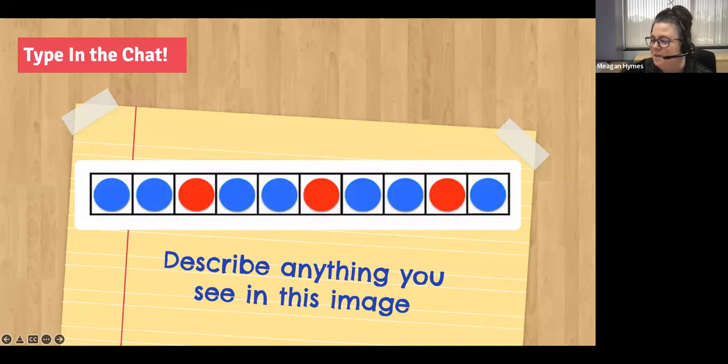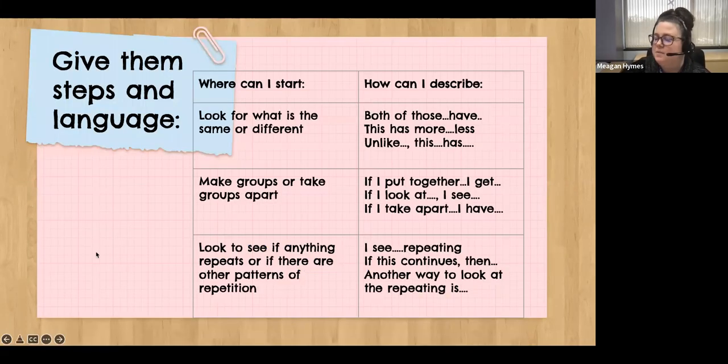10 frame, yes. Okay, before I run out of time, this is what I use with students. If you haven't noticed, I'm big on sentence frames and giving students language. This is posted for them whenever we're working with word problems, and they also have it in their math notebooks. And the columns are labeled. Where can I start? How can I describe? And it gives them the starting point for what to do.